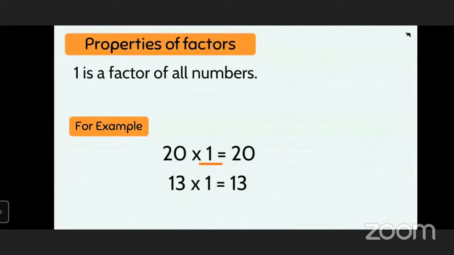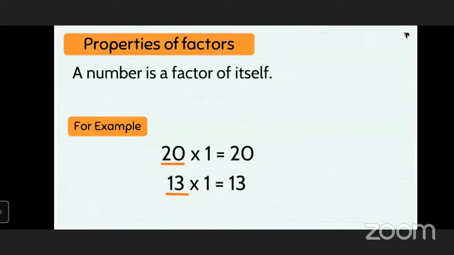So 1 is a factor of all numbers. Properties of factors: 1 is a factor of all numbers. You can multiply 1 by any number and you will get the same number. We have learned this in the previous slide. Likewise, 1 is a factor of all numbers. Understand?